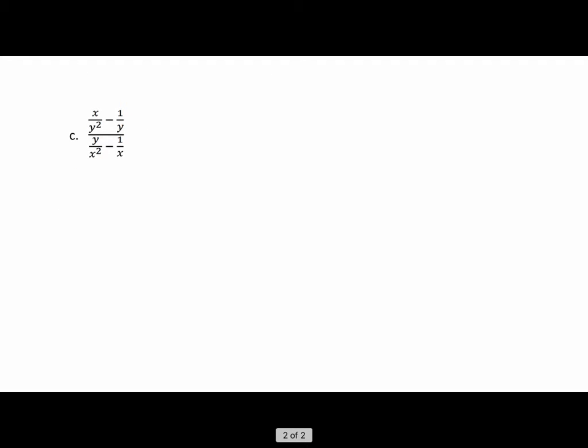Now example C, this is going to be different because if you look at the main bar, the numerator has 2 terms separated by that subtraction. So first thing we need to do is get that numerator to be only one term, and that means least common denominator. So the denominators are y squared and y. So we need a factor of y at most 2 times. That's the highest.